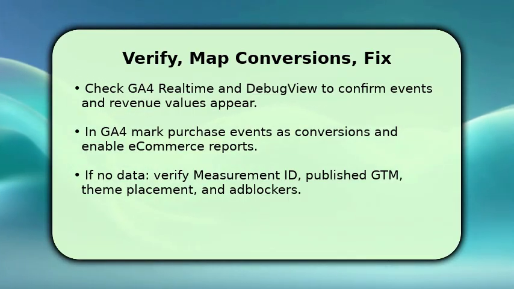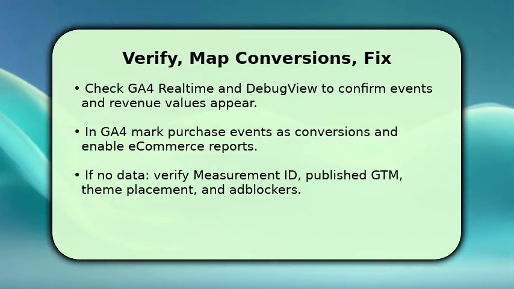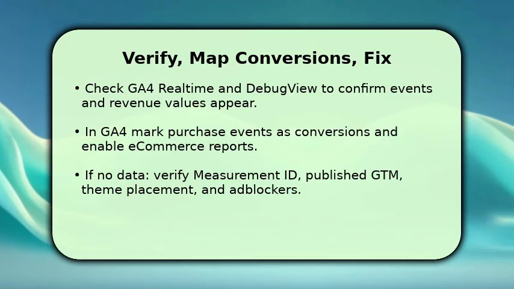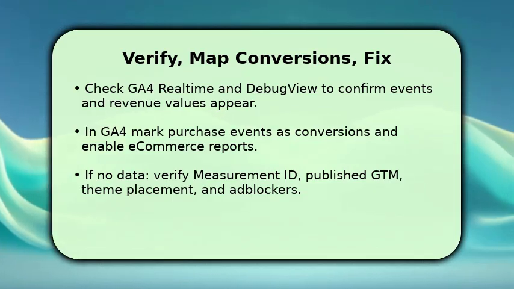If things go wrong, a common fix is to recheck the measurement ID, confirm the GTM container is published, ensure the snippet sits above the closing head tag, and test in an unblocked browser. Ad blockers often prevent hits.